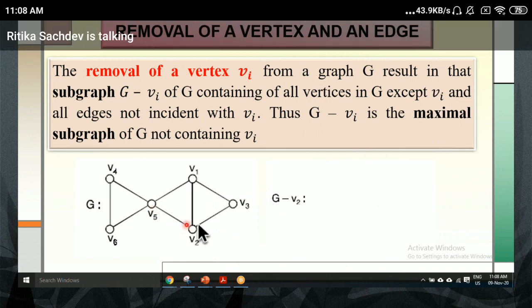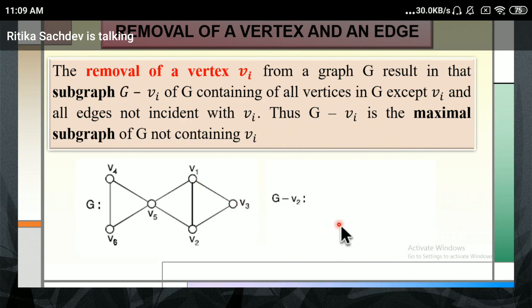When you have drawn that graph, V2 is removed. That means V2 to V5, that edge should not be drawn. V2 to V1 should not be drawn. And V2 to V3 should not be drawn. Does your graph look like this?